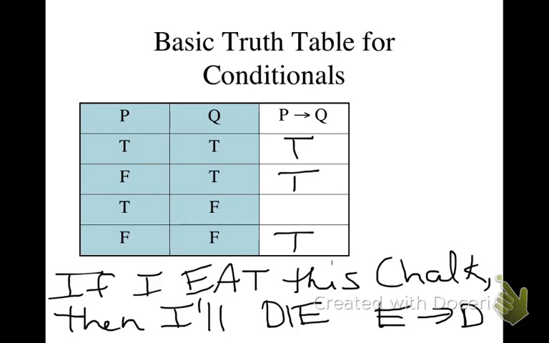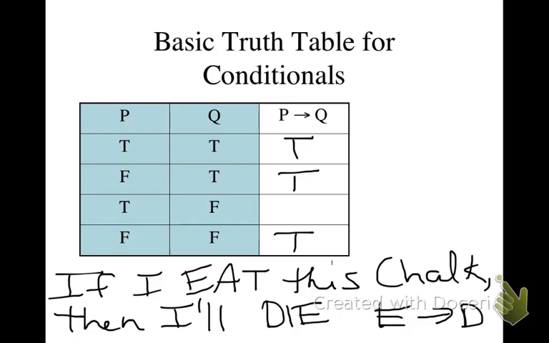So suppose I don't eat the chalk. So suppose the antecedent is false. But I do die anyway. So suppose I get hit by a bus. Isn't it still possibly true that eating chalk could kill me? At that point, I haven't tested the hypothesis because I haven't eaten the chalk. So it's still possibly true that if I eat this chalk, then I'll die. So we consider that statement to be true under those circumstances.